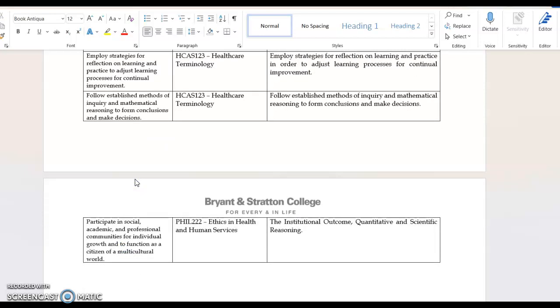Participate in social, academic, and professional communities for individual growth and to function as a citizen of a multicultural world would be the Philosophy 222, Ethics in Health and Human Services. Which will be the institutional outcomes, quantitative and scientific reasoning.